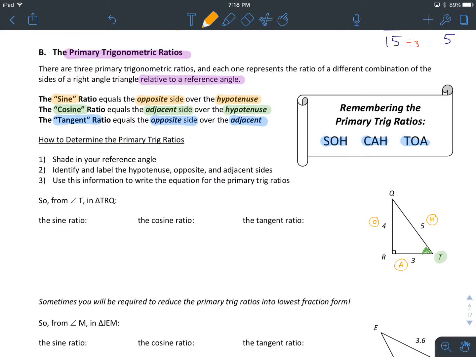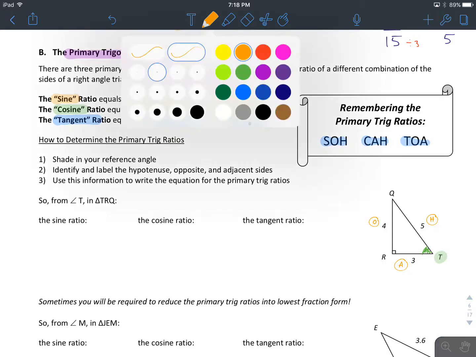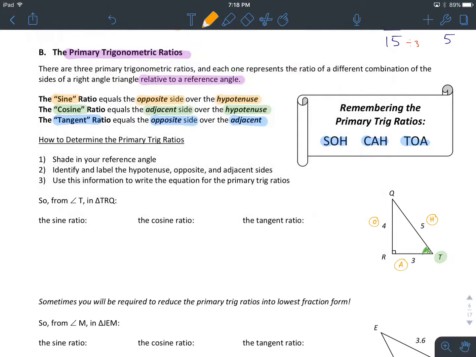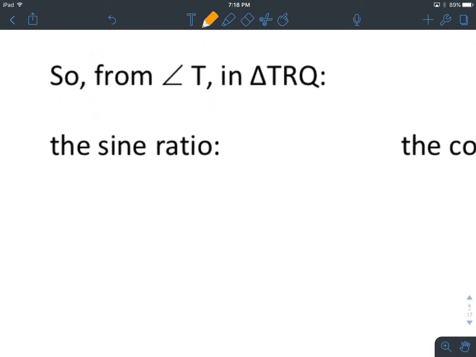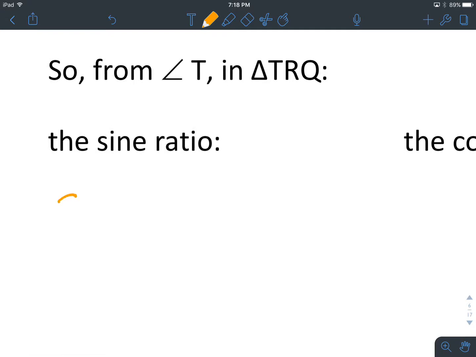And now we want to express our primary trig ratios, making sure that we indicate sine, cosine, and tangent of our reference angle, and then getting the right sides in that ratio. So let's start with the sine ratio. We're going to start by just writing out a template version of it, which is sin. The sine of our angle, which in this case is t, is equal to the opposite side of the triangle over the hypotenuse.